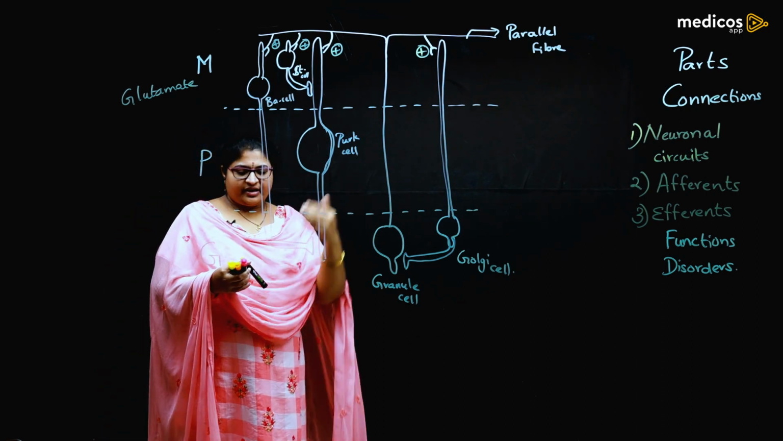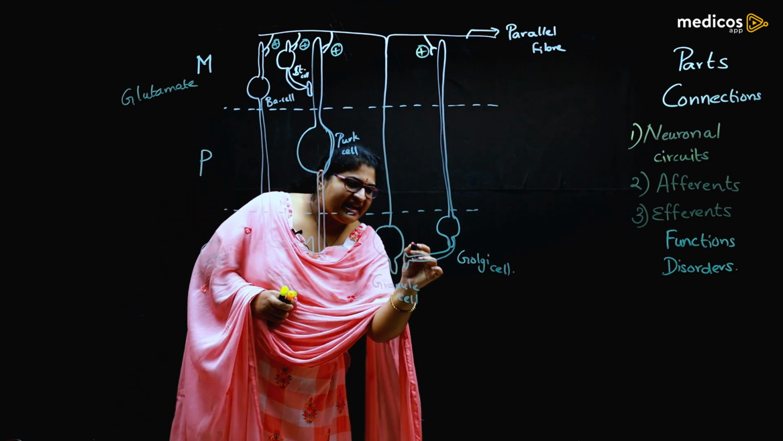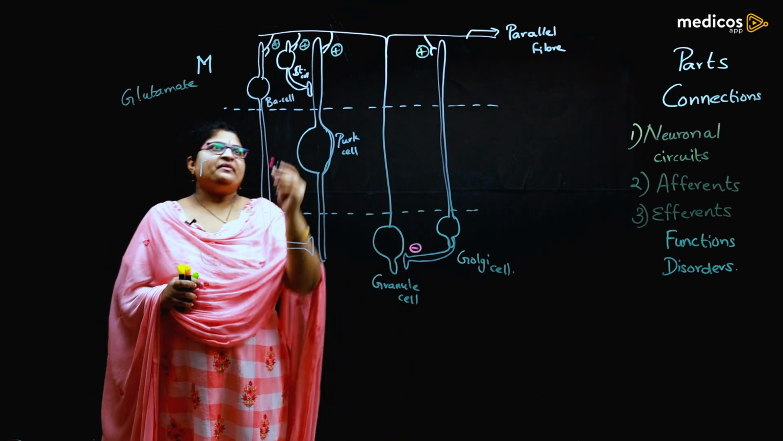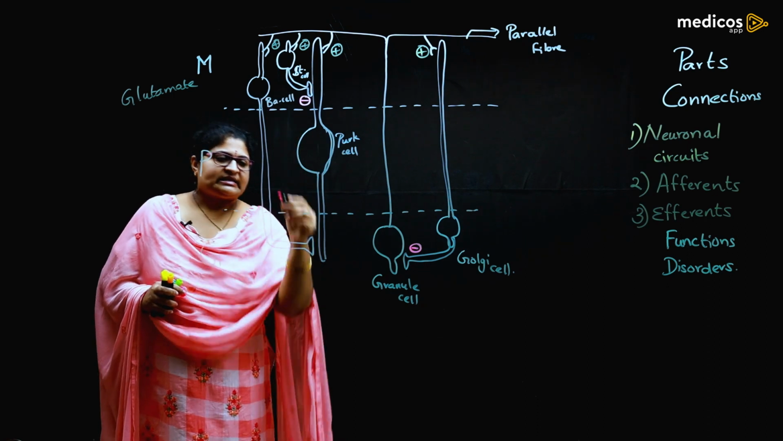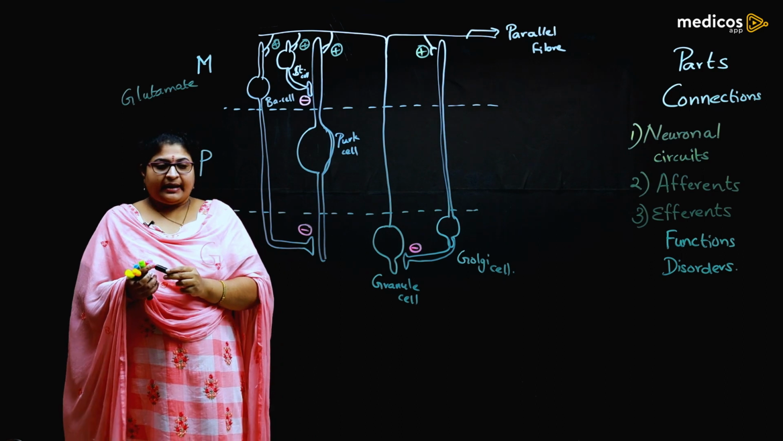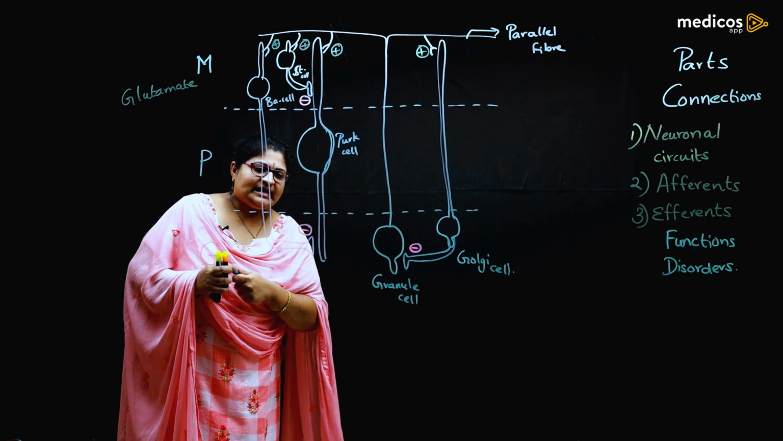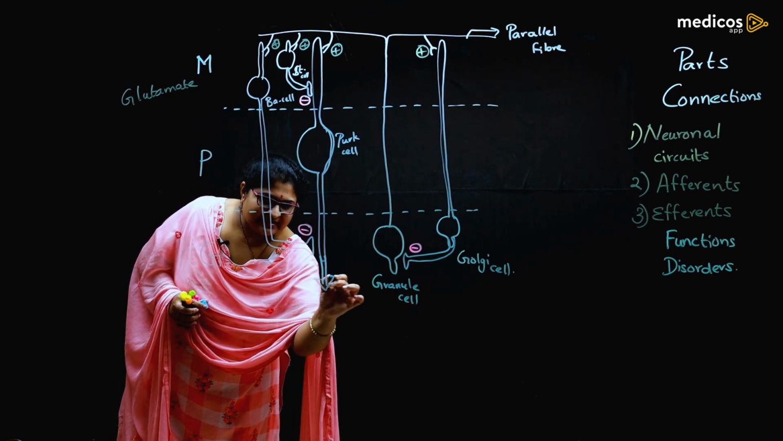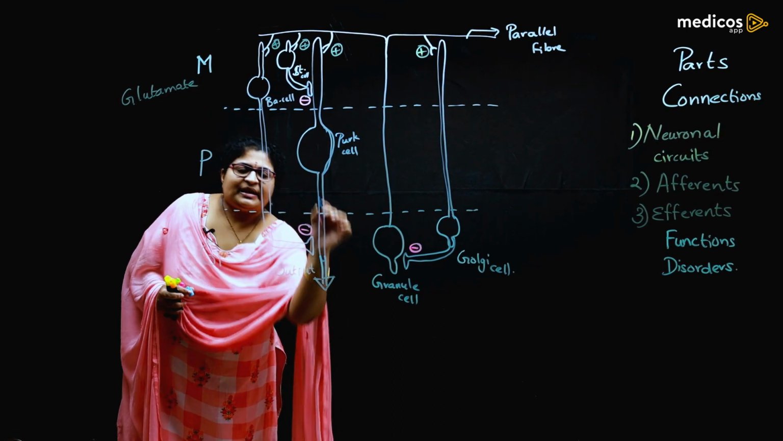Now let's see what the other connections are. So now the Golgi cell causes inhibition of the granule cell. Okay? And at the same time, the stellate cell is inhibiting the Purkinje cell. The basket cell is also inhibiting the Purkinje cell. And the only output from the cerebellum is from the Purkinje cell. So it is the only output coming from the cerebellum. So the output is from this Purkinje cell.